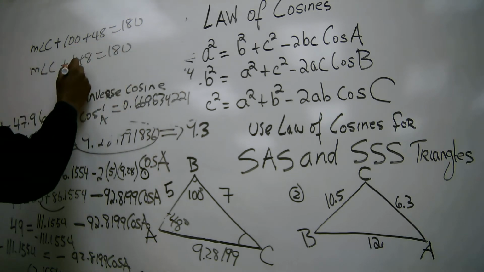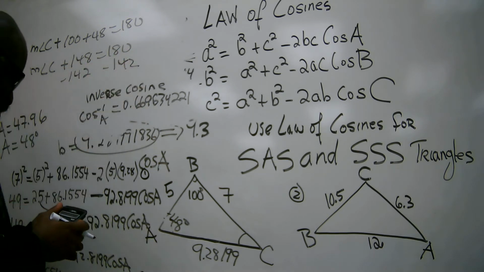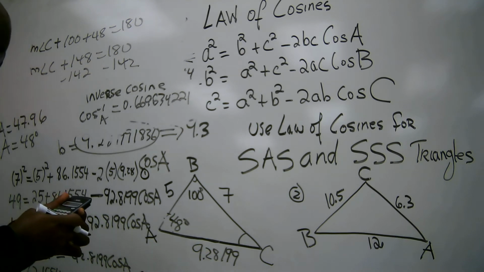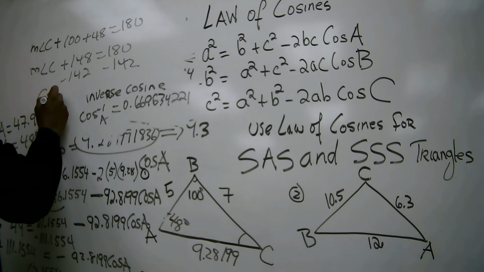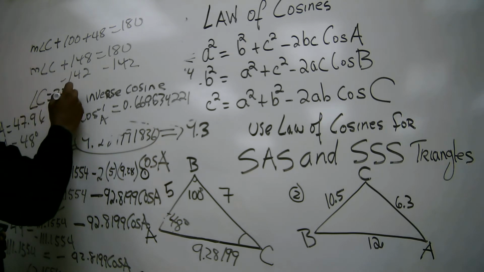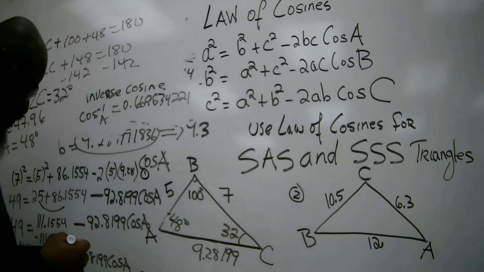Then you're going to subtract 148 from each side. You could have done that mentally. If you take 180 minus 148, that should be about 32, I guess. And therefore angle C will be 32. Then we have completed the triangle. We found all of the missing parts. So that is the first problem.